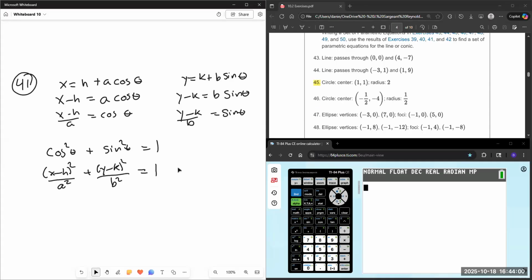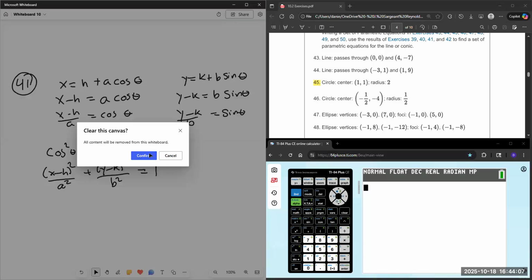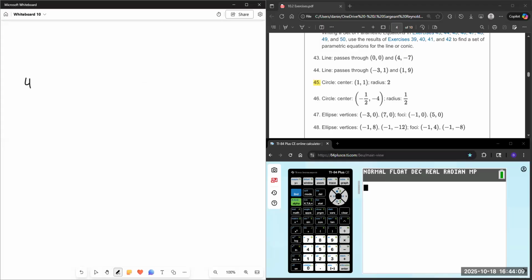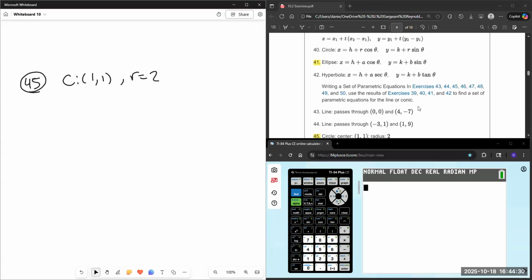So let's look at 45. 45 tells us to use these parametric equations above as guidelines for a circle, the center at 1, 1, and a radius of 2. And the parametric equations that were given to us were right there with number 40.